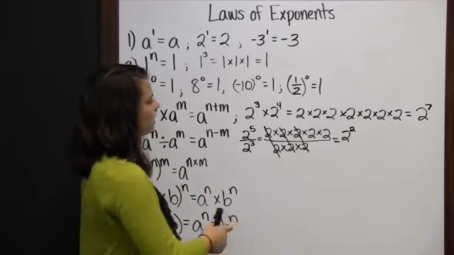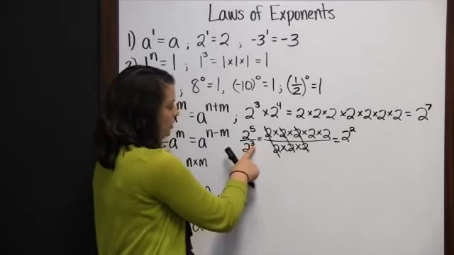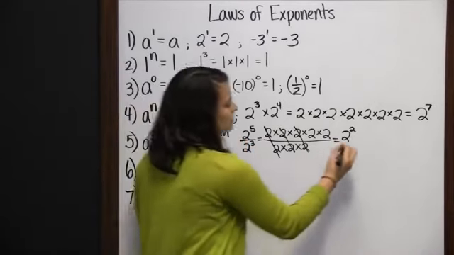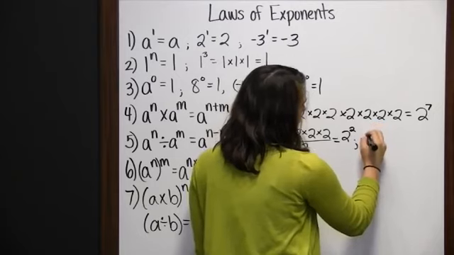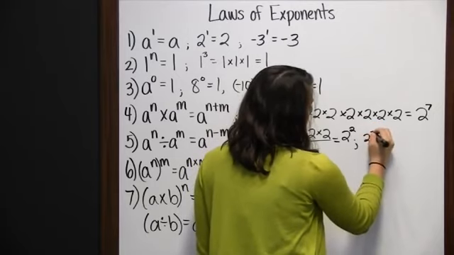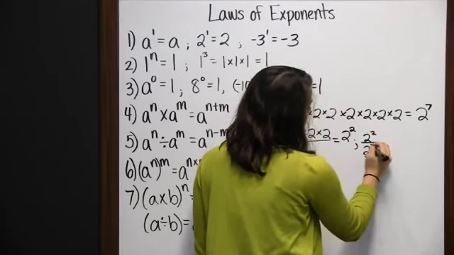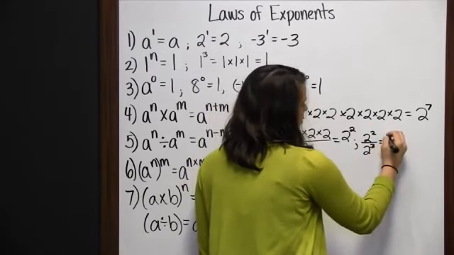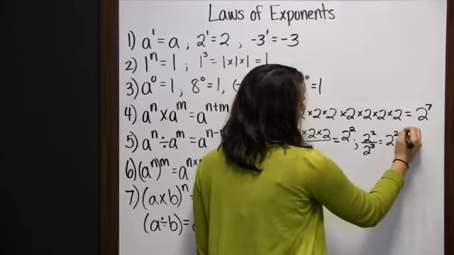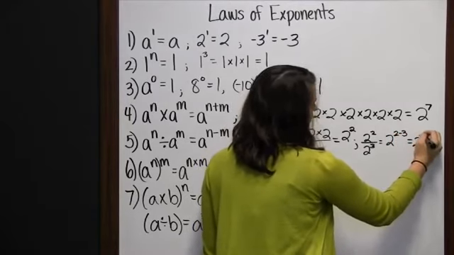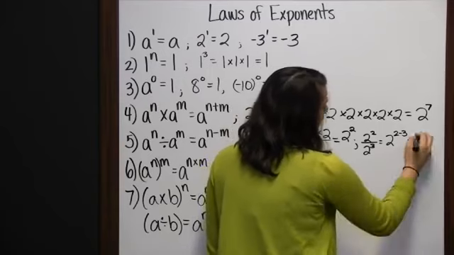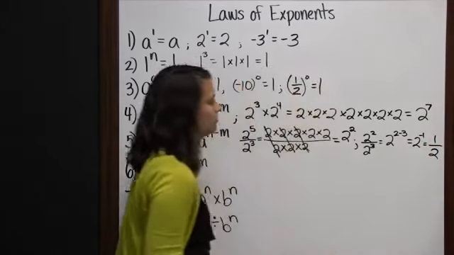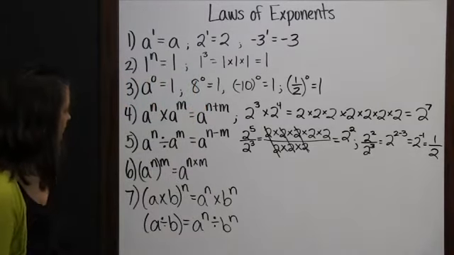It also works if the exponent on your denominator is larger. Let's look at one of those. That'd be like 2 squared divided by 2 cubed. So you still subtract your exponents, so it's 2 to the 2 minus 3, which is 2 to the negative 1. And then you would simplify that by bringing this to your denominator, 1/2.